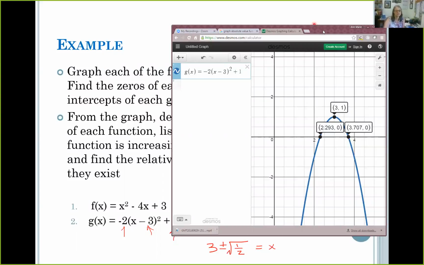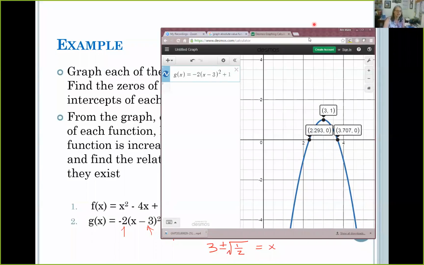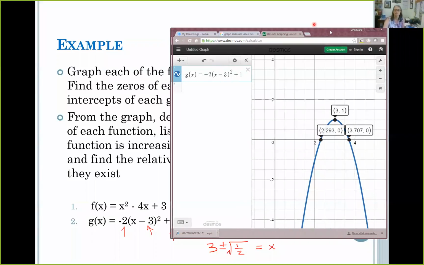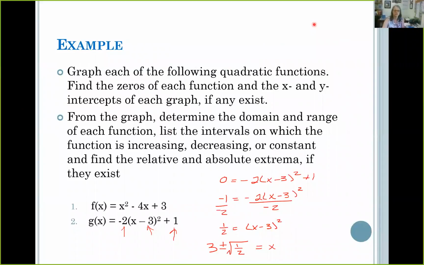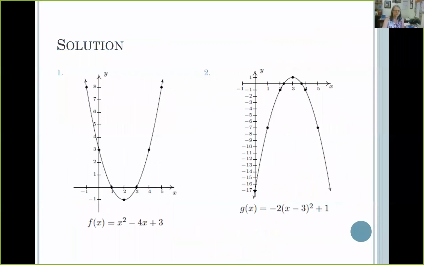Okay? Parabolas are nice. They behave nicely and predictably, and we like them. They explain a lot in the world. So there's our graphs of our two functions, just like we saw and just as we expected.